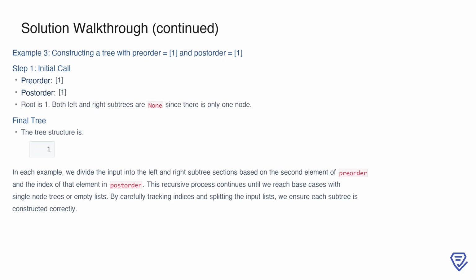In all these examples, the key to solving the problem is dividing the preorder and postorder lists into left and right subtree sections based on the second element of preorder and its index in postorder. This recursive process ensures each subtree is accurately constructed, even in edge cases with single nodes or empty lists.